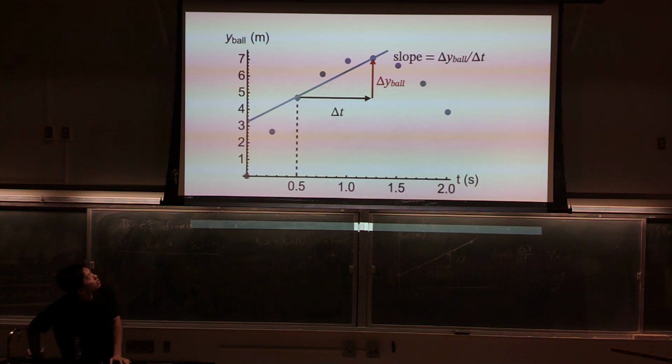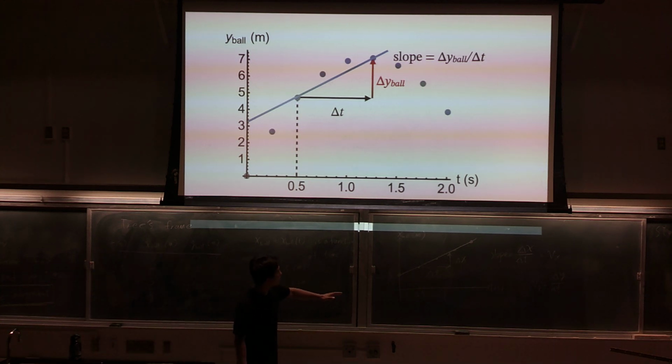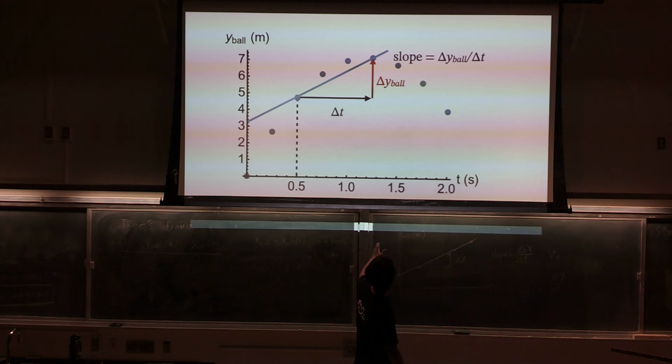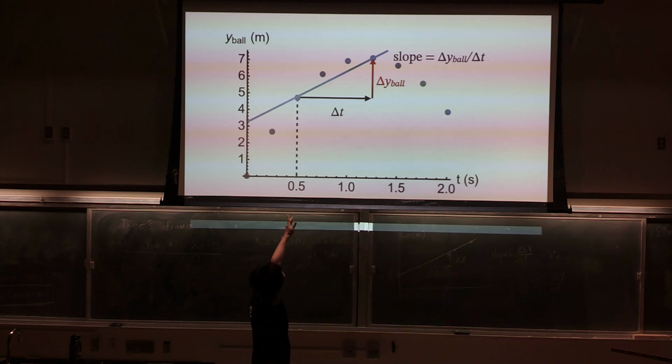So this is what you can do for a line that is not straight. When we look at the x position of the ball, it is a straight line, so the slope is basically the same at all times. But when we look at the y position of the ball, it is going up and down. And the slope depends on which point you are choosing to calculate the slope.